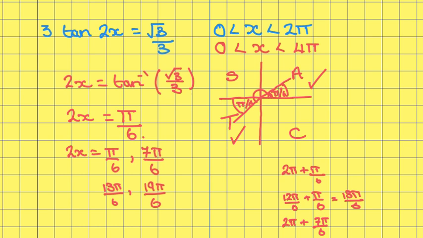So we have 4 solutions for 2x, but we want x. So x is equal to pi over 12, 7 pi over 12, 13 pi over 12, and 19 pi over 12.